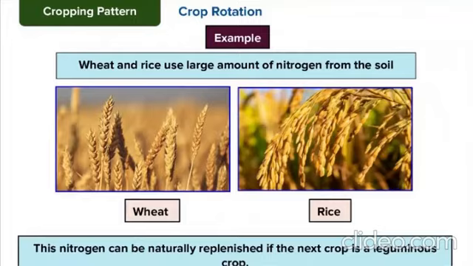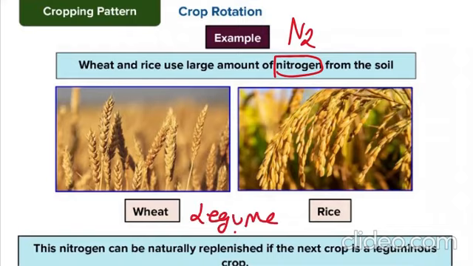So, how? For example, I'm growing wheat and rice. Wheat and rice take a large amount of nitrogen from the soil. Now we will grow a leguminous plant, a legume, which while growing will fix nitrogen in the soil. So the nitrogen, which is highly used by wheat and rice, will be fixed by a leguminous plant like pea, green pea or mustard. So they will replenish the nitrogen.